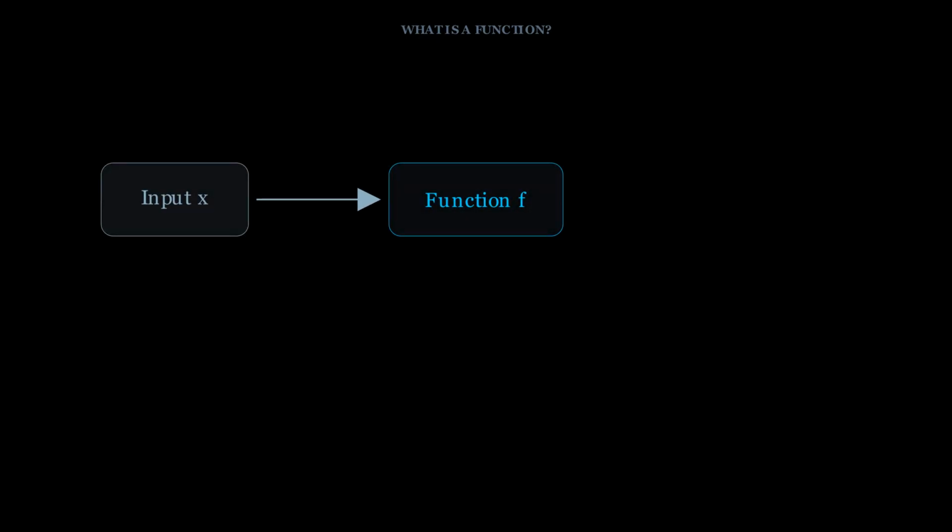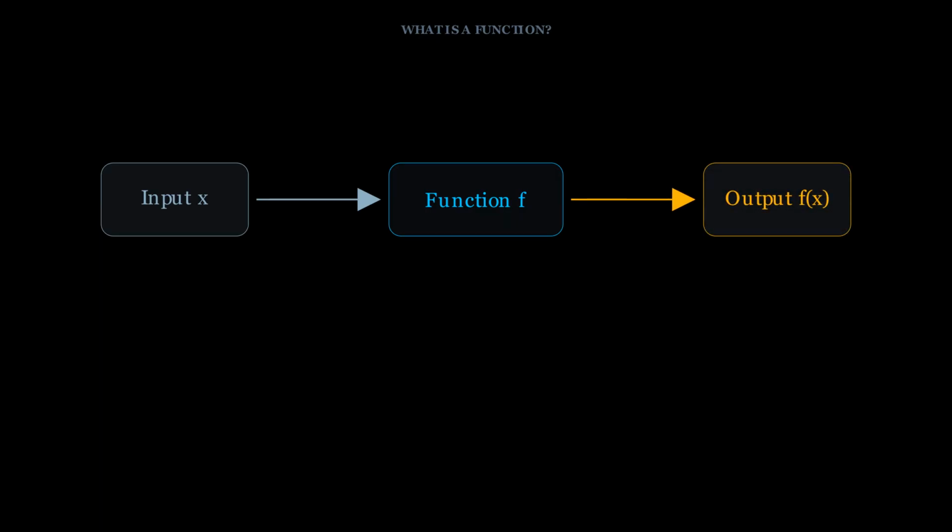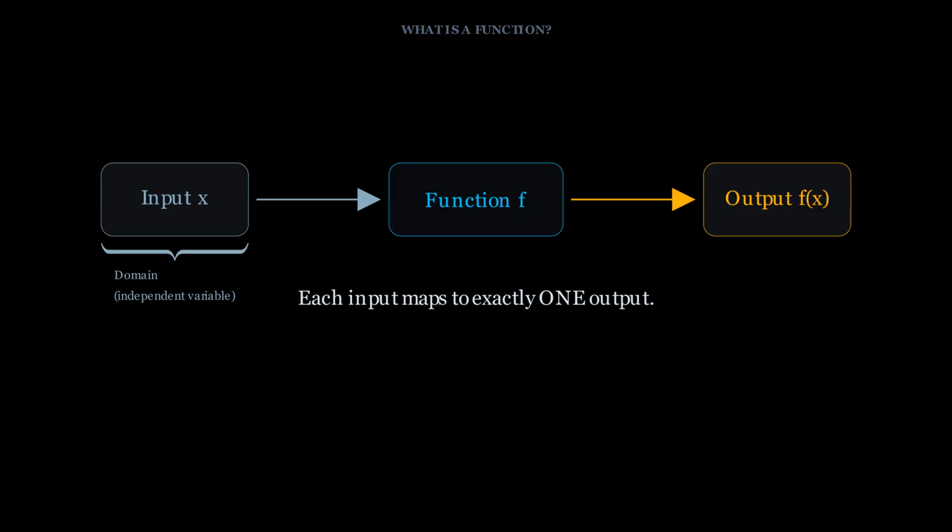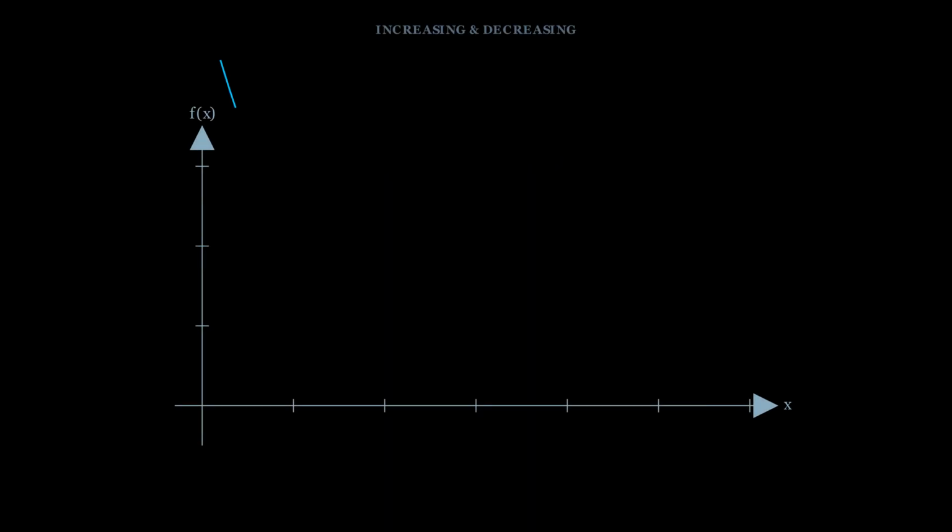A function is a rule. You give it an input, any value from its domain, and it produces exactly one output. No input ever gets two different outputs. That is the defining rule. We call the set of all allowed inputs the domain, also known as the independent variable. The set of all outputs is called the range, or the dependent variable, because its value depends entirely on the input. Here is the graph of a function f of x.